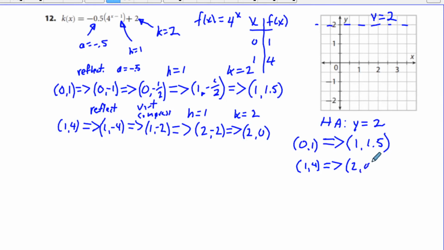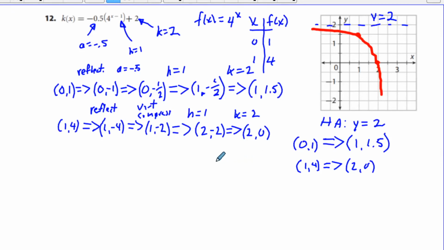And now to graph this, we have 1, 1.5, so there we go. And we have 2, 0. So what that's going to look like is this. Okay, so that's what it looks like.